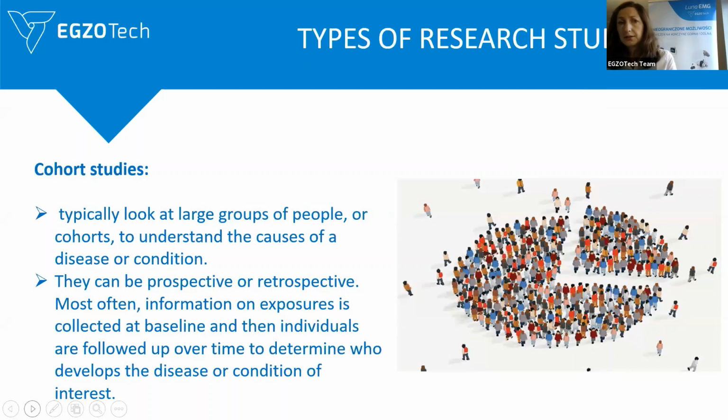Another type of study is the cohort study. They always look at large groups of people. It's mainly to understand the causes of a disease or condition, and they might be prospective or retrospective. Most often the information on exposure is collected at the very beginning, at the baseline, and then the individuals are followed up over a period of time to determine who develops the disease or the condition of interest.